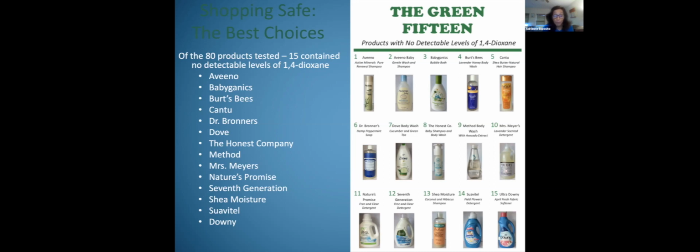Seventh Generation non-detect. And actually, I spoke directly with a representative from Seventh Generation. He said that they used to have small detects of 1,4-dioxane. And when they tested their own product and they realized that, they actually took a year to a year and a half to reformulate it. So it did not have any more detections of 1,4-dioxane. So they get a little bit of a gold star. Next.